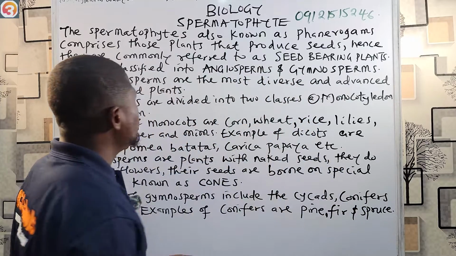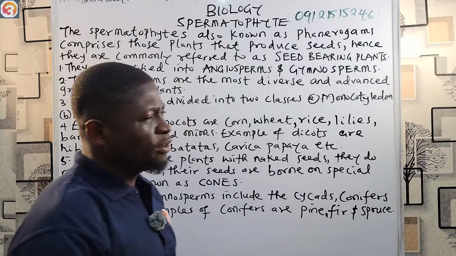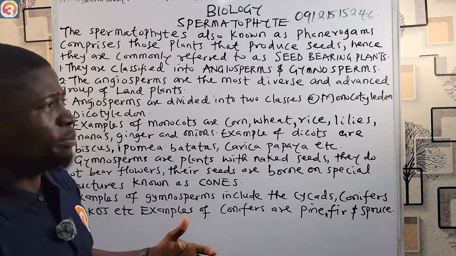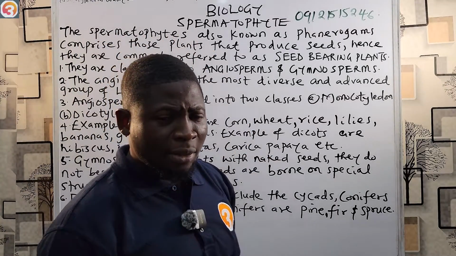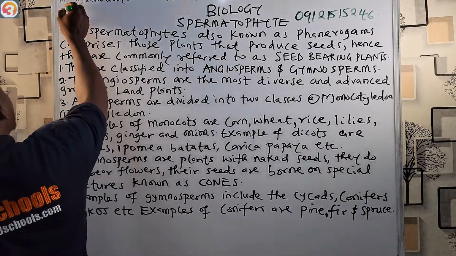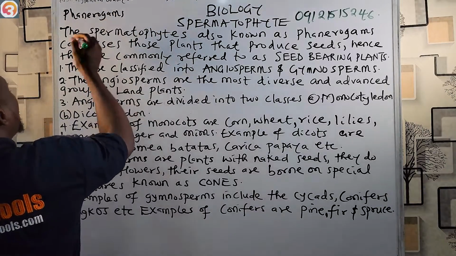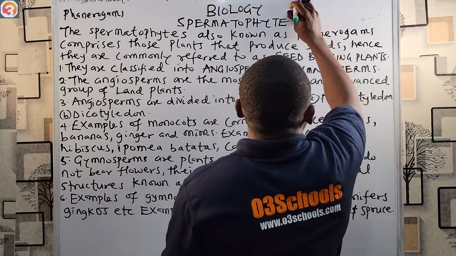So let's go back to spermatophytes. Okay, so now, the spermatophytes, they are seed-bearing plants. Or I will say the spermatophytes, also known as phanerogams. The plant kingdom is divided into two. We have the phanerogams, and then we also have what we call the cryptogams.